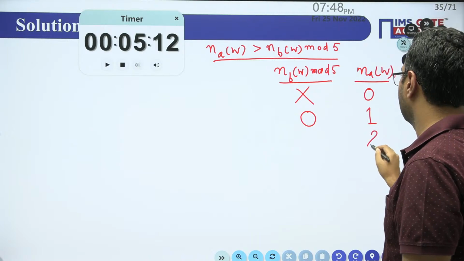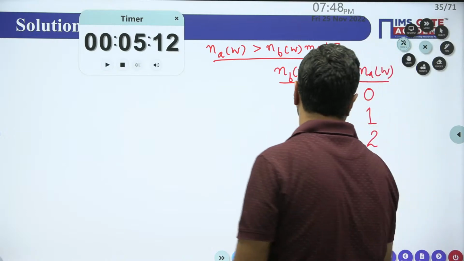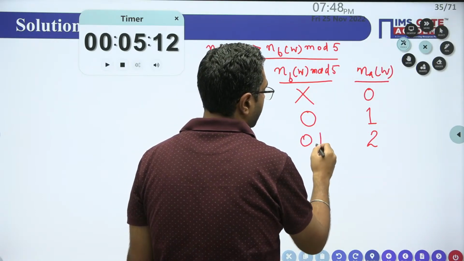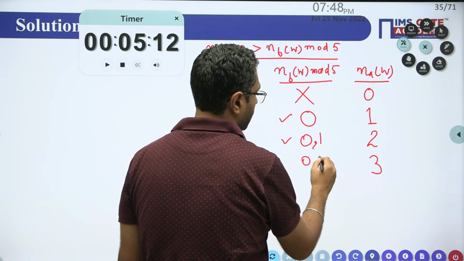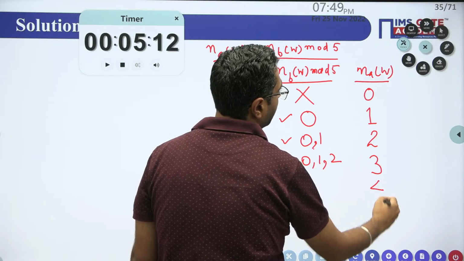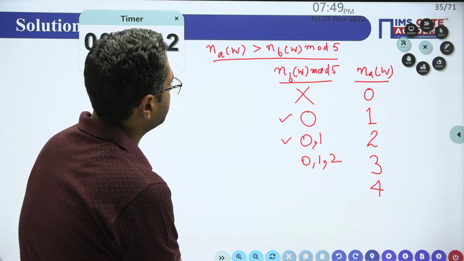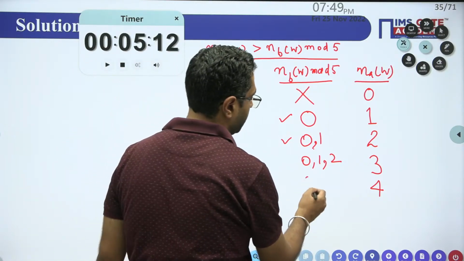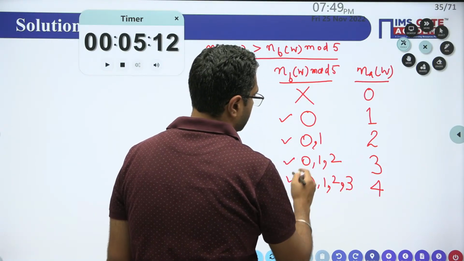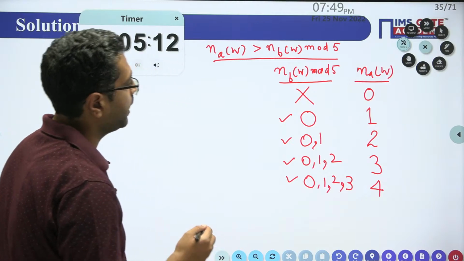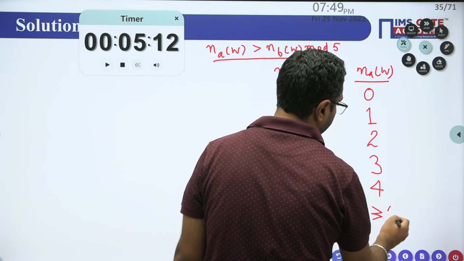So next is when we have NAW as 2, so NBW mod 5 can be 0 or 1. We get 3 final states till now. For 3, it is either 0, 1 or 2. For 4, when NAW is 4, NBW mod 5 can take the values 0, 1, 2 and 3, right? So till now it is 4 plus 3, 7 plus 2, 9 plus 1, 10 states. The last one is when it is greater than or equal to 5.